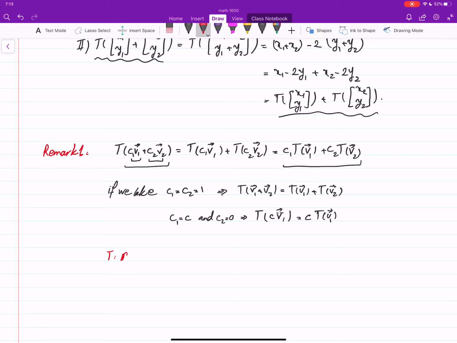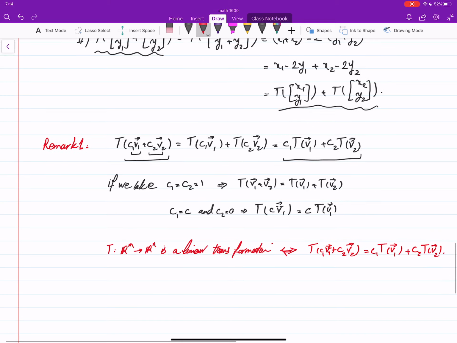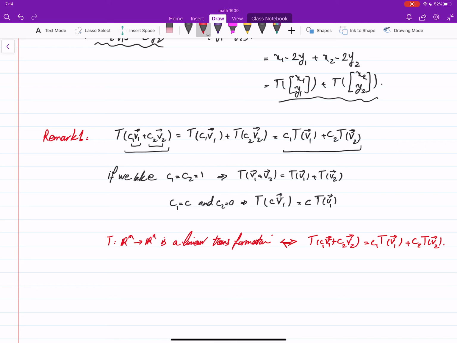T from Rm to Rn is a linear transformation if and only if T of (c1 v1 plus c2 v2) is equal to c1 T of v1 plus c2 T of v2. It sends linear combination to linear combination. So that's another way of checking if a transformation is linear or not.